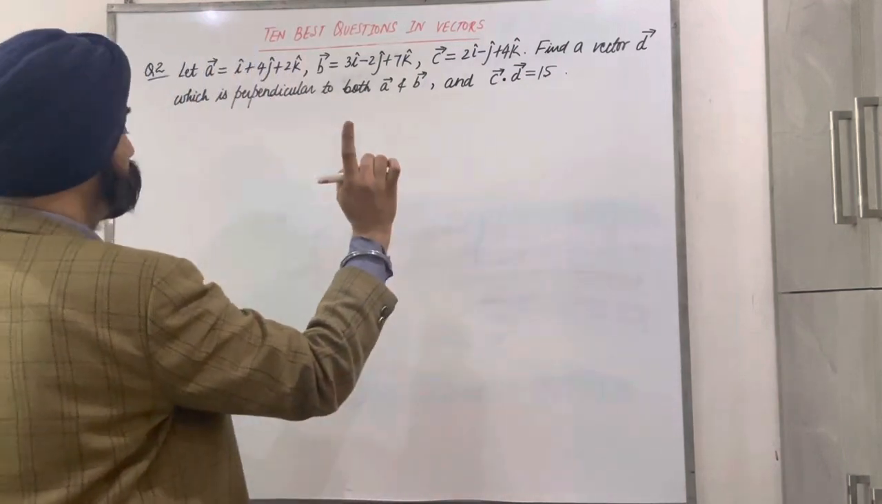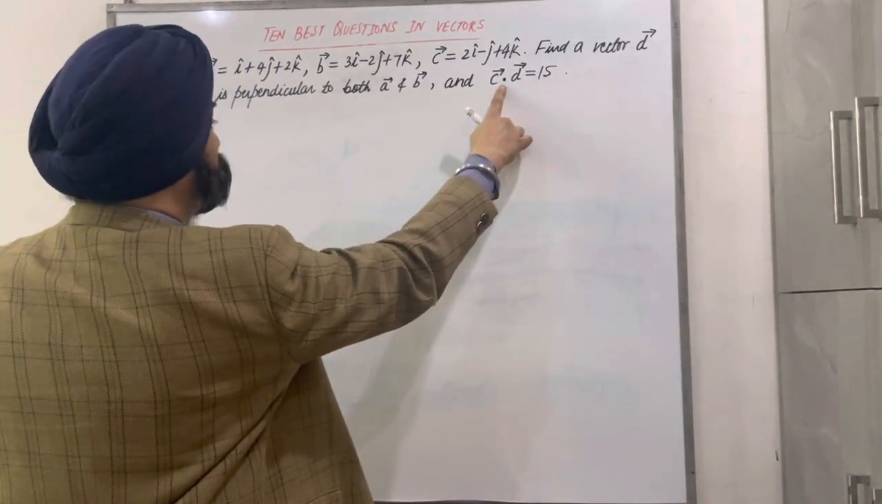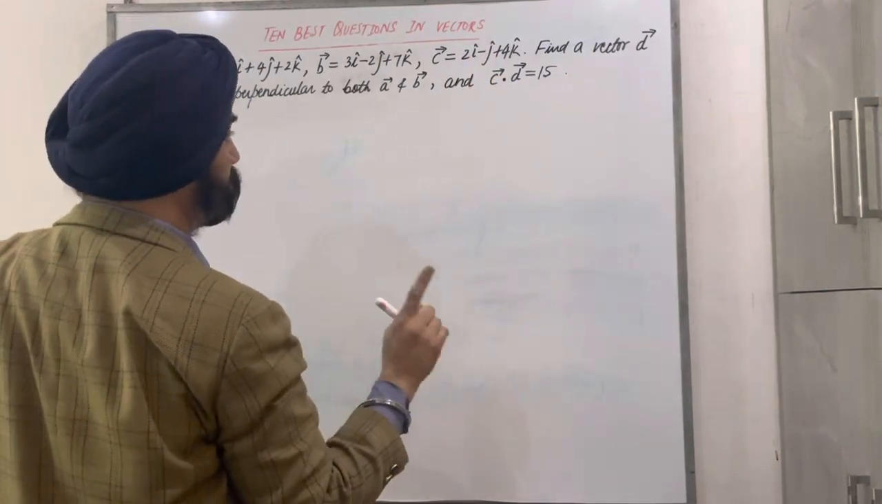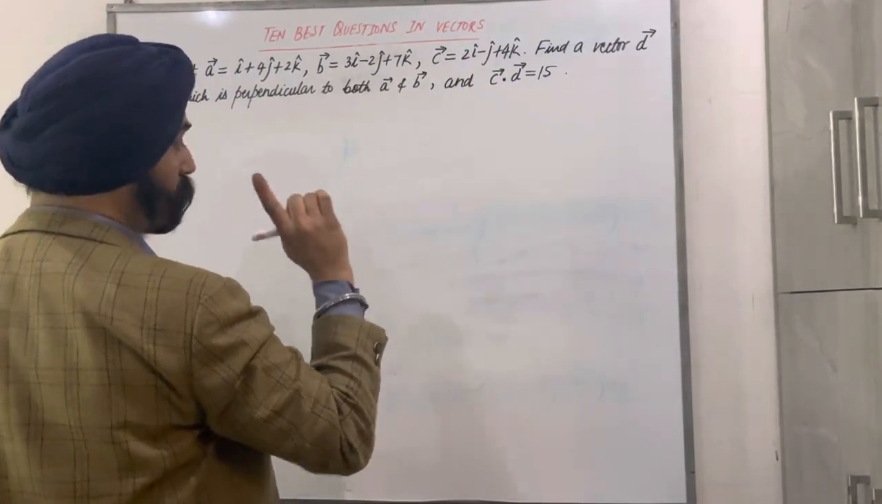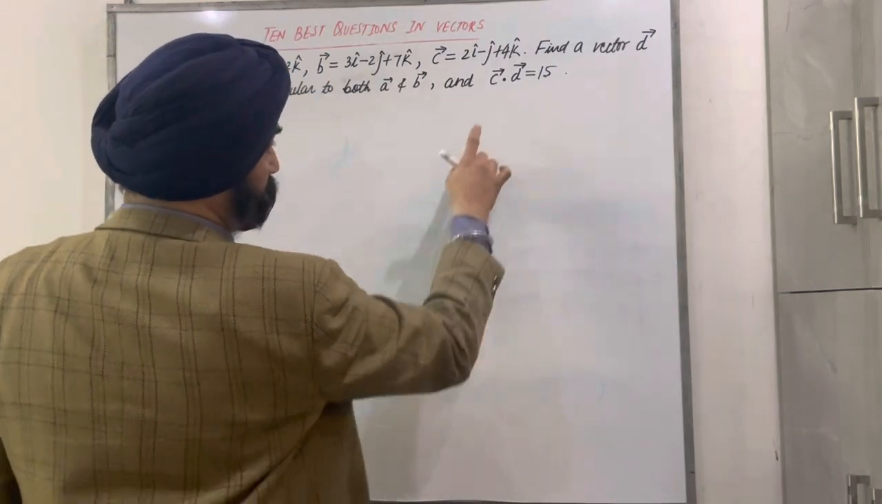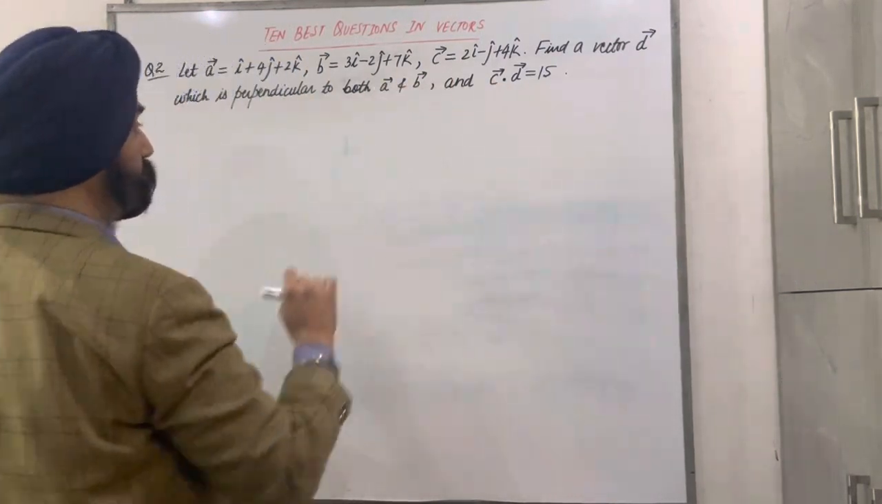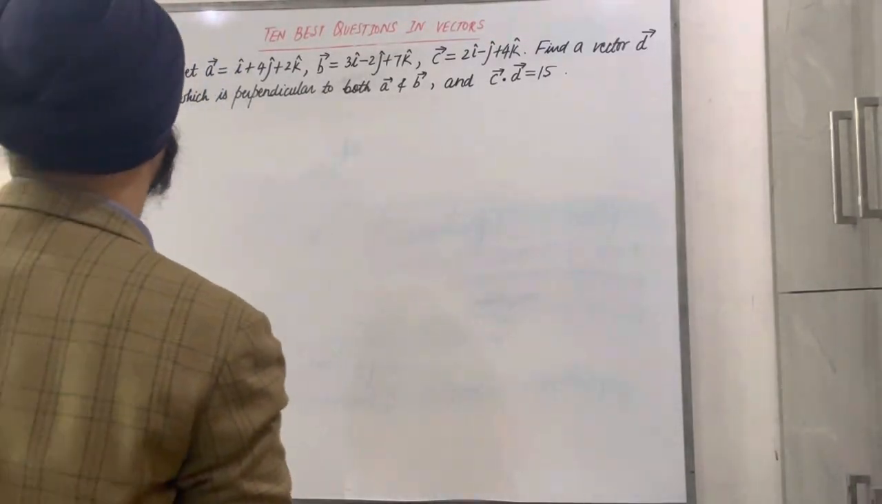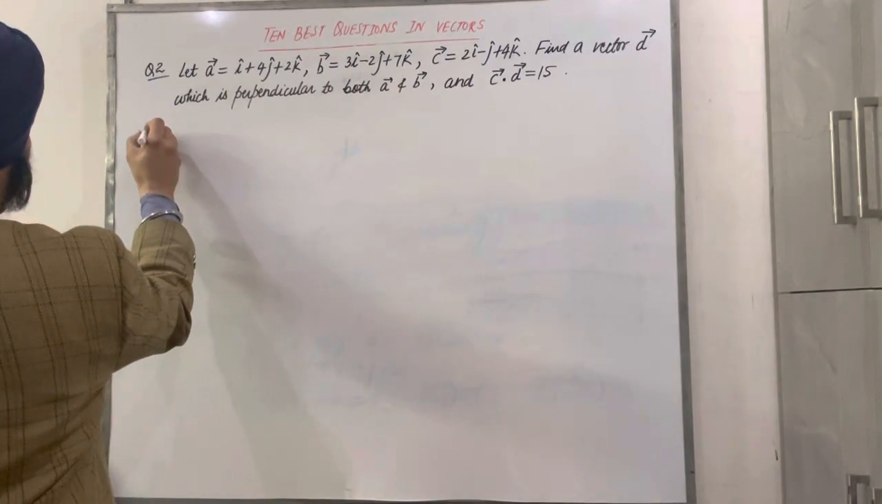You must note it down. This is not ordinary product. This is dot product, also known as scalar product. Especially for the commerce students, don't call it into or multiplied by. Specific dot product should be mentioned or scalar product should be mentioned clearly. It is not ordinary product here. So here we go with the solution.